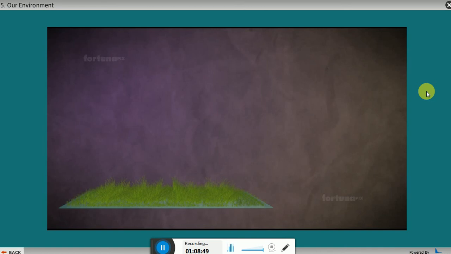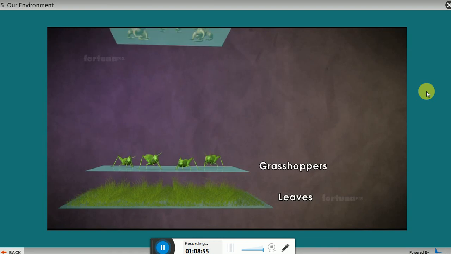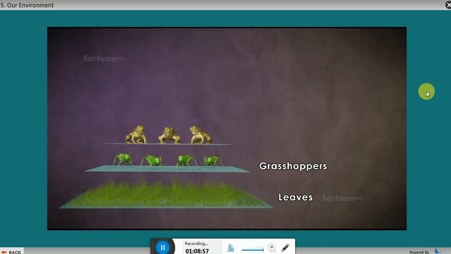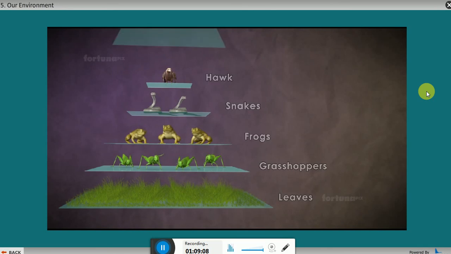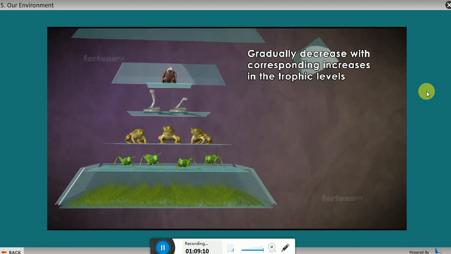An enormous number of leaves will be needed to feed grasshoppers, which in turn will feed a few frogs, which will form a small part of the diet of snakes. Snakes will serve as a food source for an even smaller number of hawks. The number of organisms will gradually decrease with corresponding increases in the trophic levels.